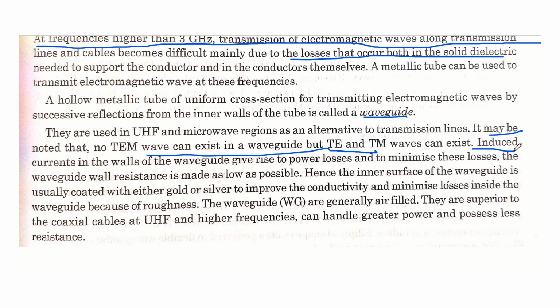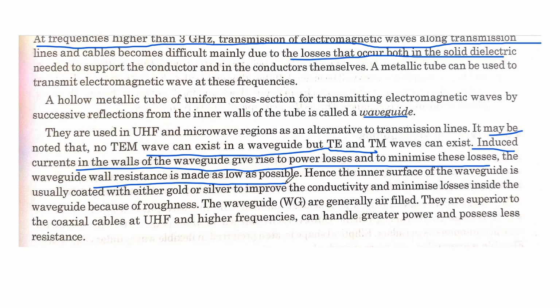And one more thing is, induced currents in the walls of waveguides give rise to power loss, and to minimize these losses the waveguide wall's resistance is made as low as possible. Here we know the waveguide is a hollow metallic tube, like a tube structure. When we are transmitting electromagnetic waves through the tube, these waves may strike the walls of the tube. Due to the irregularities or the resistance of the walls of the tube, we may lose the power of the electromagnetic wave.